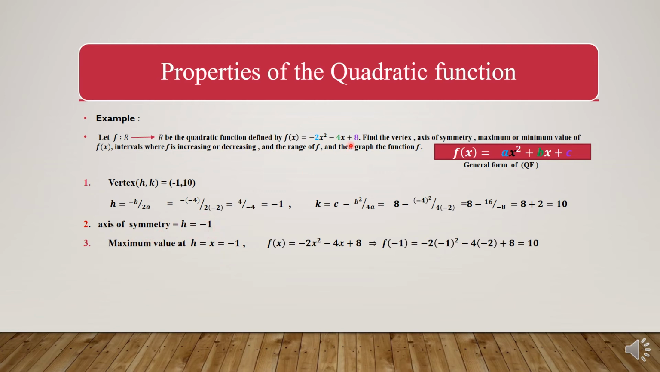So how will we get the maximum value? If we put the axis of symmetry value into the given function, we will get the maximum value. Here I have written maximum value because in the question they are asking for the maximum or minimum value, and here I have written maximum value. Why? Because the coefficient of x square, a, is less than 0.